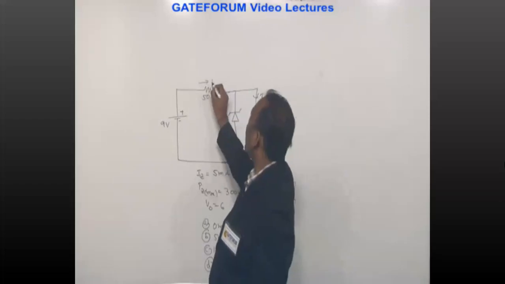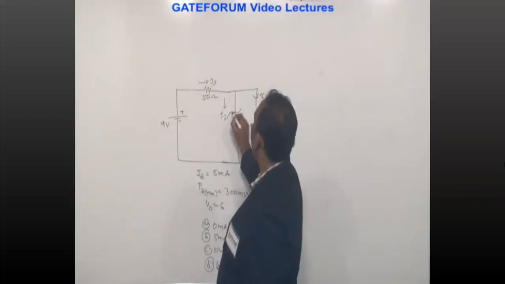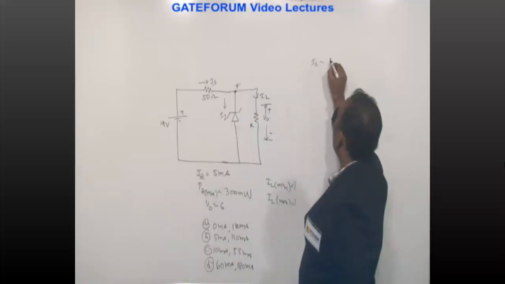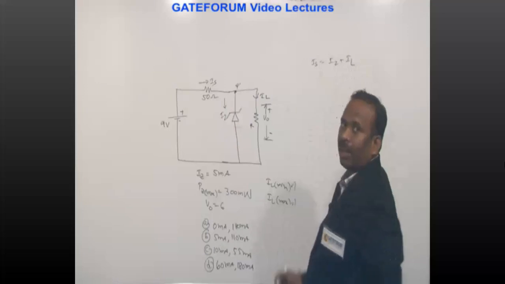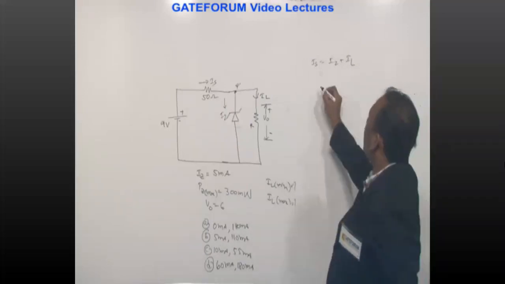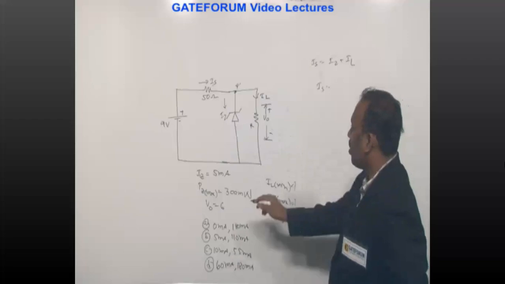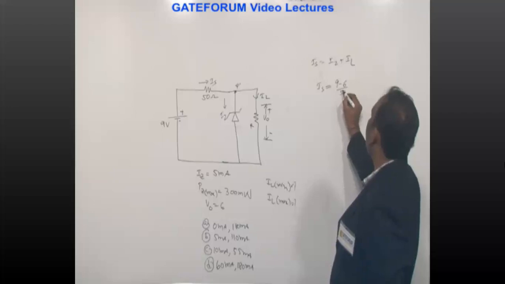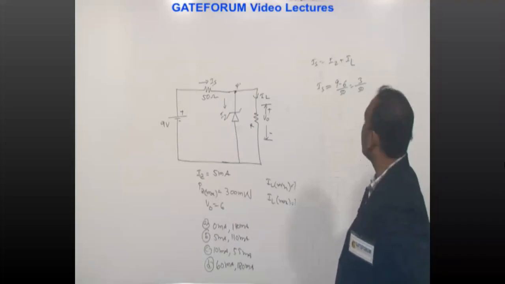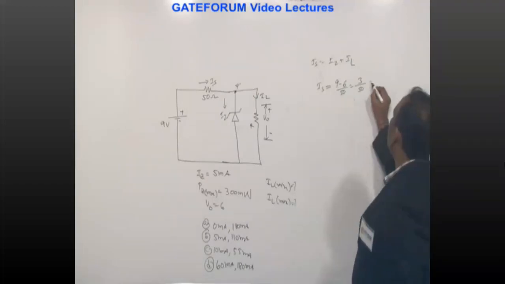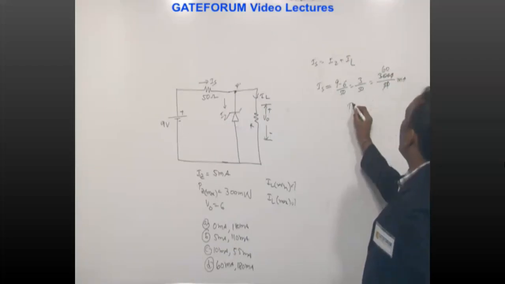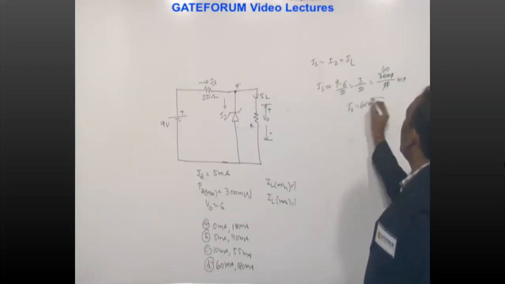Here the current flowing is IS, here it is IZ. Apply KCL here: IS equals IZ plus IL. What is the IS value? Output voltage has to be maintained at 6, therefore the Zener voltage is 6. Therefore IS is (9 minus 6) by 50, which is 3 by 50 amperes, so IS is 60 milliamperes.